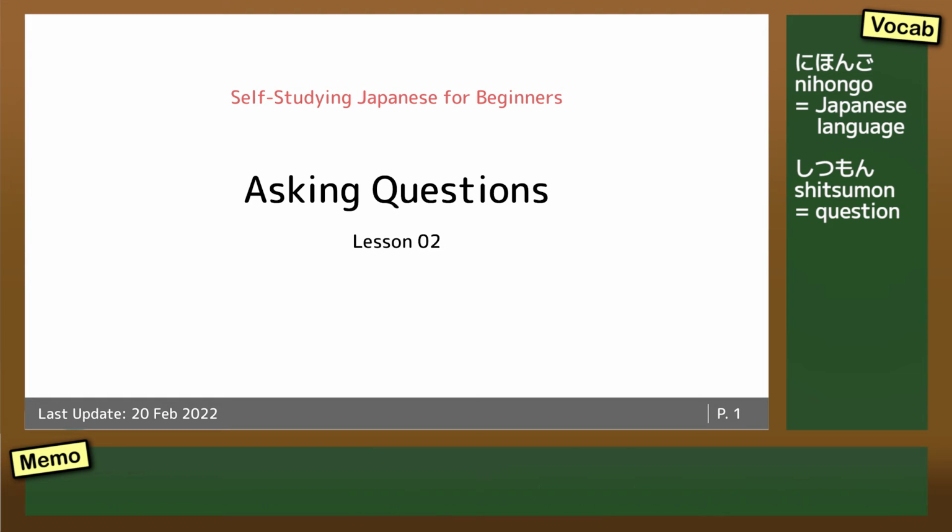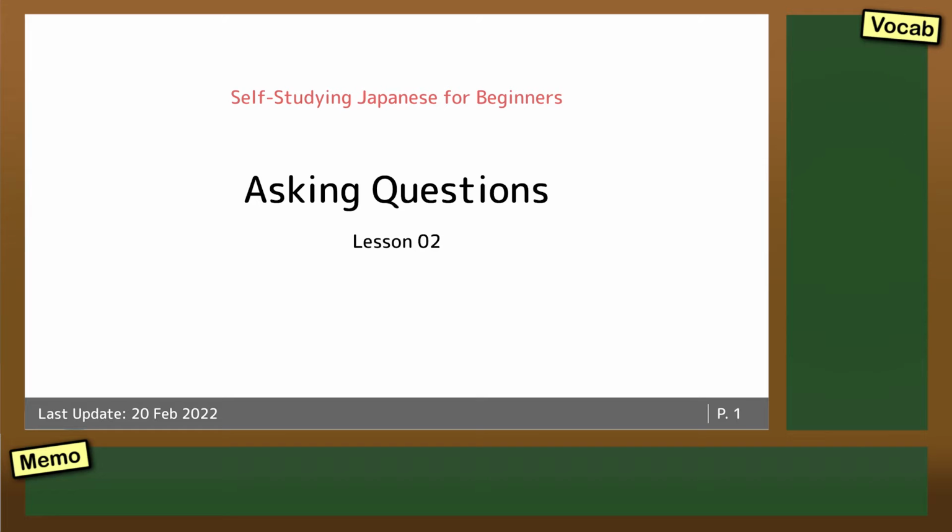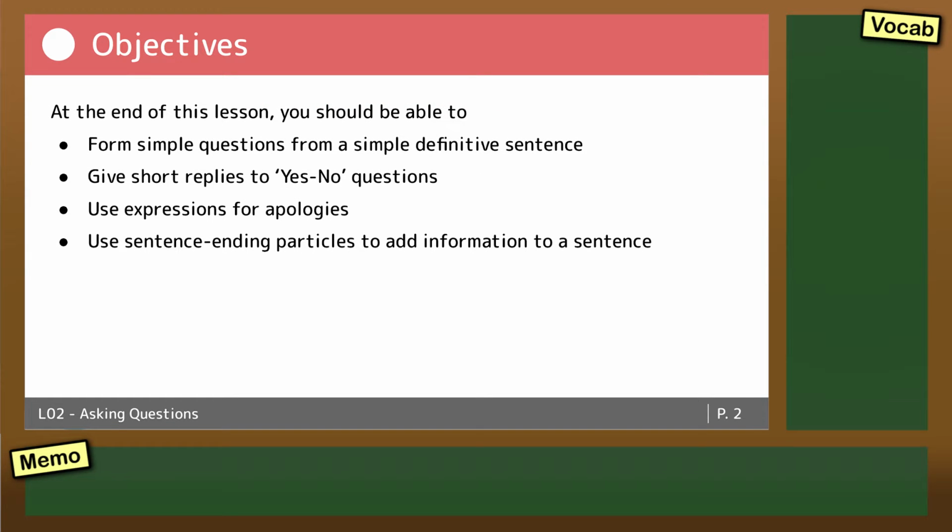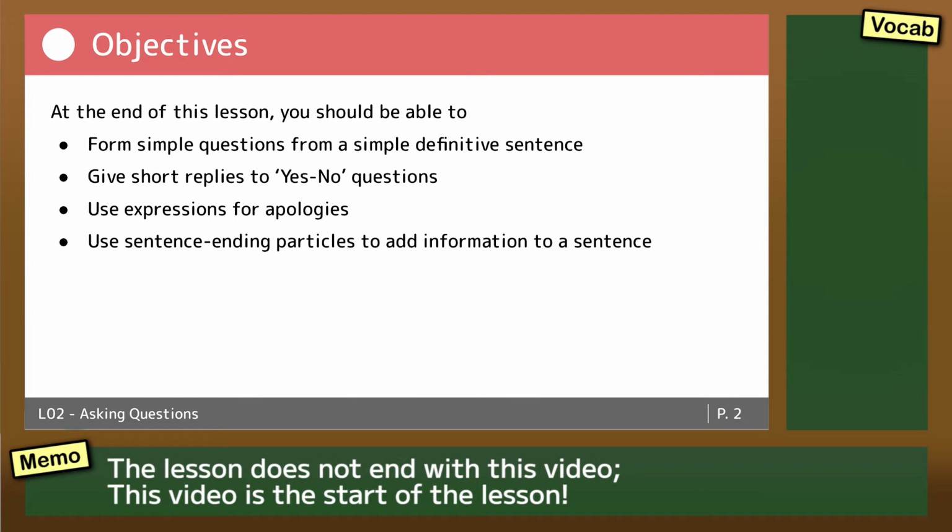Without further ado, let's start with lesson 2, asking questions. At the end of this lesson, you should be able to form simple questions from a simple definitive sentence, give short replies to yes/no questions, use expressions for apologies, and use sentence ending particles to add information to a sentence. Remember, the lesson does not end with this video, it is the start of it.